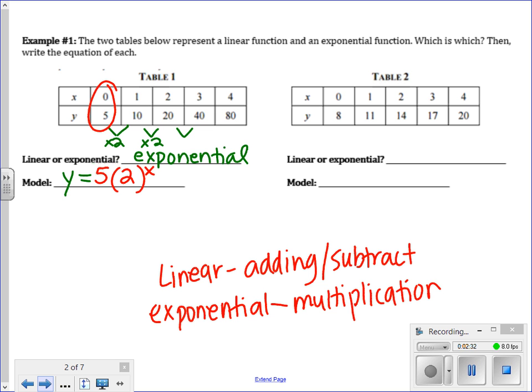Now looking at table 2, we need to decide if we're adding or subtracting or multiplying. Well, to get from 8 to 11, I add 3. From 11 to 14, I also add 3. That seems to imply that this is a linear function. Well, linear function is in slope-intercept form. Y equals. Now, m is the slope. That's the number that we add every time. So it'd be 3x plus b. b is the y-intercept, which again is the y value that goes with x equals 0. So I have 3x plus 8 is the model.